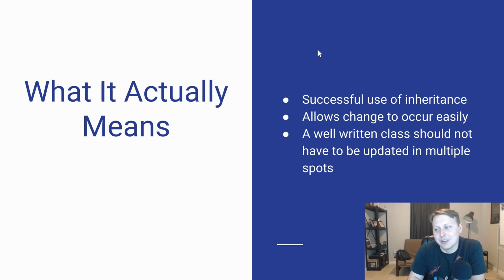So what does this actually mean? It means the successful use of inheritance properly. How we can extend things using inheritance gives us some flexibility to make our code more, wait for it, SOLID. It allows us to change our code easier and allows these changes to occur easily, so that we don't have to worry about it breaking, and we don't have to update it in multiple spots. And that's this last note here: a well-written class should not have to be updated in multiple spots.